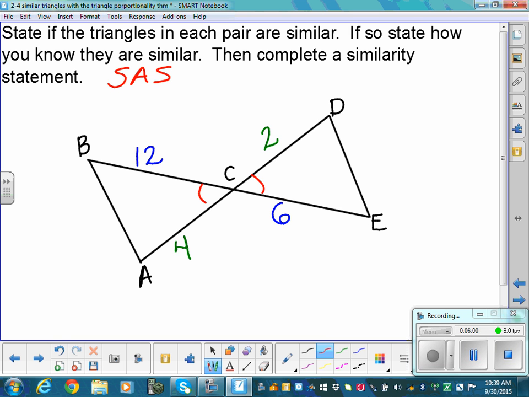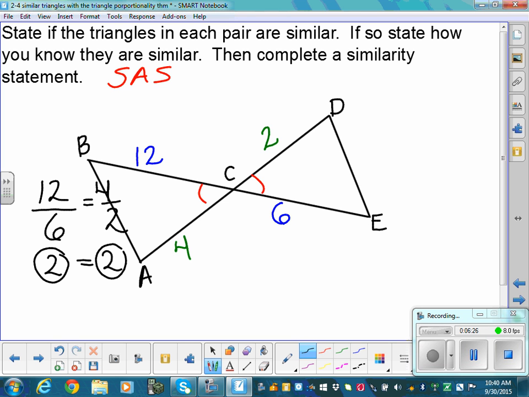So let's go ahead and say, okay, so 12 over 6 better be equal to, we have to stay consistent, so since 12 was on this triangle, we have to stay consistent, 4 over 2. Let's see if that's true. Is that the same thing? What's 12 divided by 6? 2. 2 is equal to 4 divided by 2. 2. So we checked our ratios. I have to see that you checked the ratios. The ratios were the same.